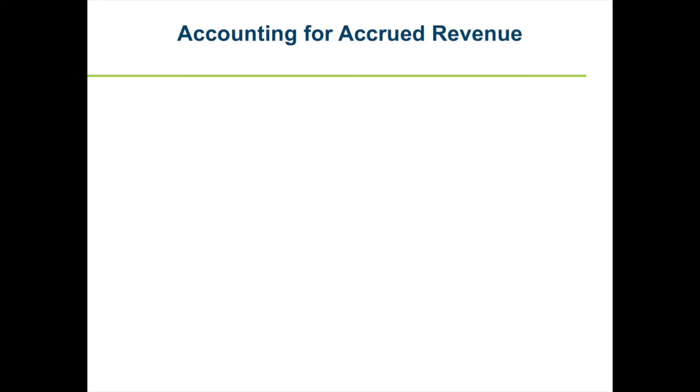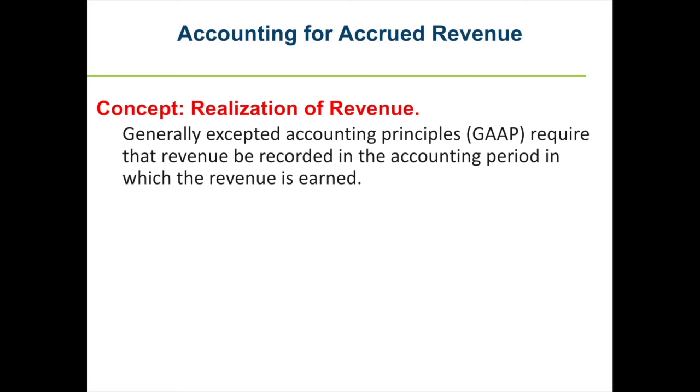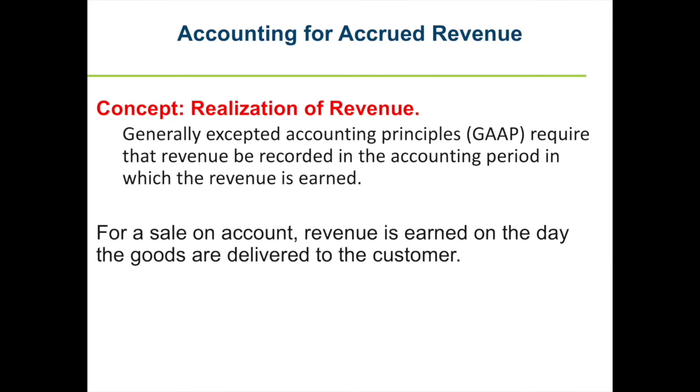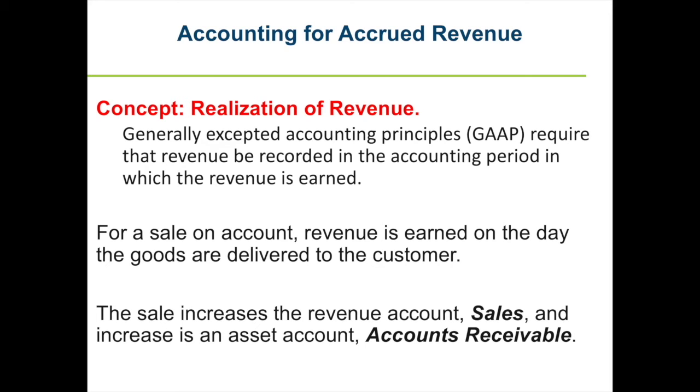Moving on to the adjusting entries for interest receivable. Generally accepted accounting principles require that revenue be recorded in the same accounting period in which the revenue is earned. This is the concept of realization of revenue. For a sale on account, revenue is earned on the day the goods are delivered to the customer. The sale increases the revenue account called sales, and it increases the asset accounts receivable.